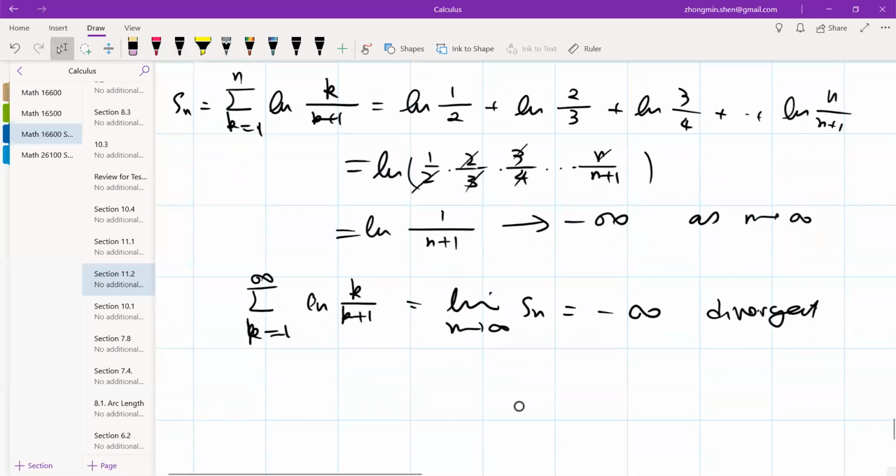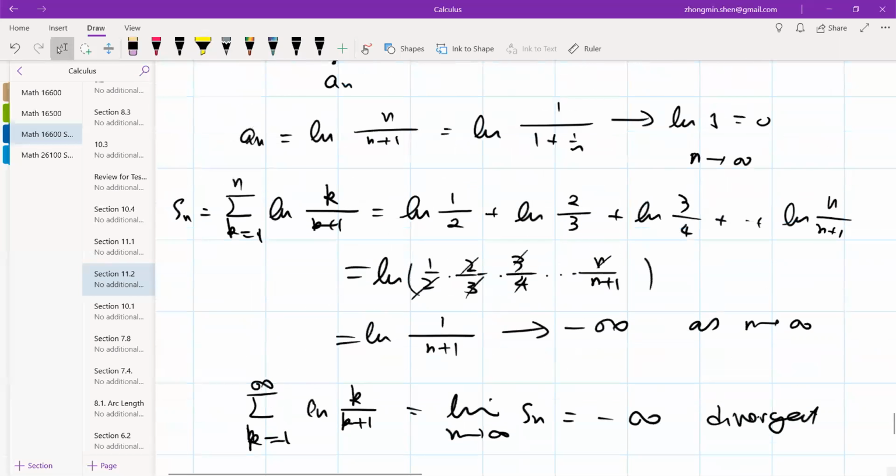So this is a good example to show you the converse of the theorem, the nth term test. The converse is not necessarily true. When we say a series is convergent, then the nth term converges to 0. But conversely, if the nth term converges to 0, then the series is not necessarily convergent. And this is a good example.